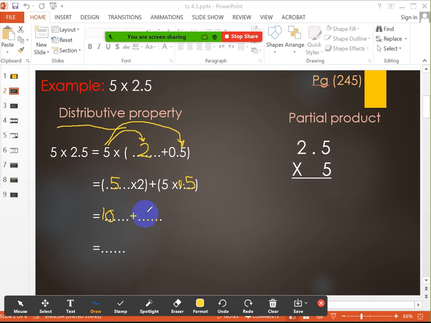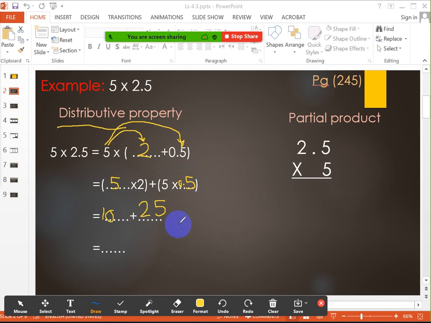And then I will put the decimal point. How will I do that? Let's see. Look, do not look at the decimal point. I will look at the number 5 and 5 here. 5 multiply 5 is 25. Okay? 25. This is the answer for multiplication.